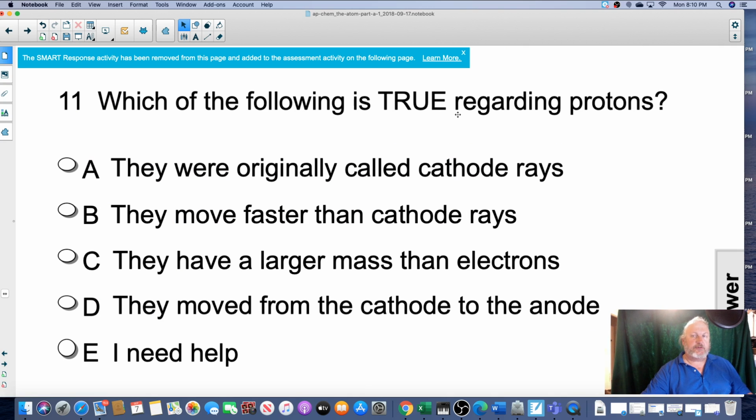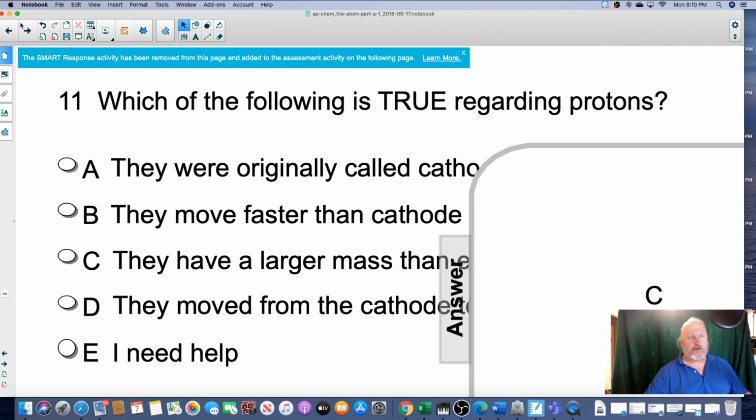Which of the following is true regarding protons? They were originally called cathode rays? Nah. They move faster than cathode rays? Nah. They have a larger mass than electrons. Well, 1840 times larger than the electron. So it has to be C. That's what it is.